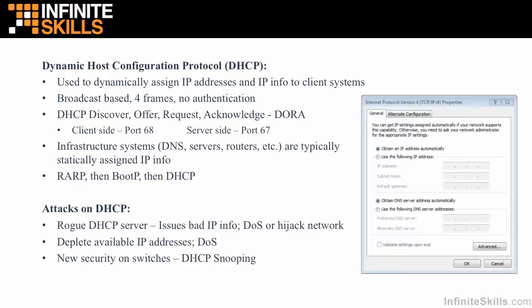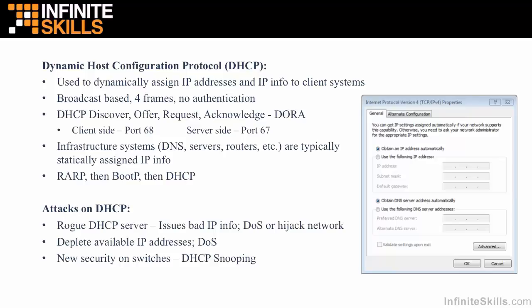So our 4 frames are discover from client to server, offer from server back to client, request client back to server, and acknowledge server back to client. So it's a 4 broadcast process to acquire an IP address on a DHCP client.